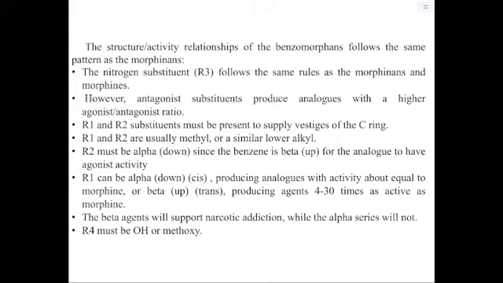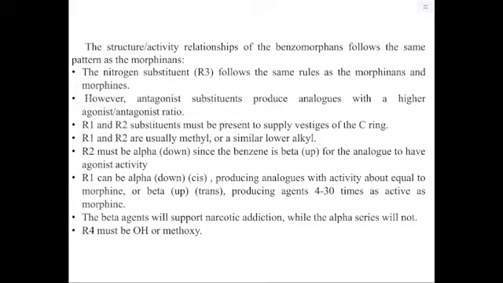Follows the same rules as the morphinans and the morphines. So the same rules are followed. However, antagonist substituents produce analogs with a higher agonist-antagonist ratio. So we are only saying that when you have the antagonist substituents, they have a higher agonist-antagonist ratio, so the ratio of agonist to antagonist activity is much higher compared to the other drugs.